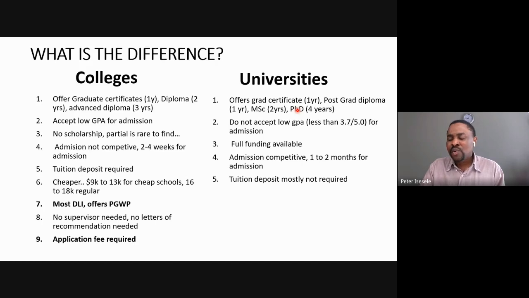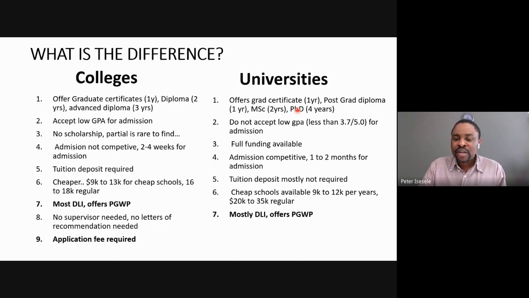And then mostly when you get admission, maybe they can ask you to pay $500 for a tuition deposit, unlike colleges that can ask you to pay like $7,000. There are some cheap master's and also some expensive ones. I've talked about a lot of them in my videos. And then they offer a work permit, and you need a supervisor for research and thesis-based, not for course-based. And then you need letters of recommendation that other speakers have also talked about.